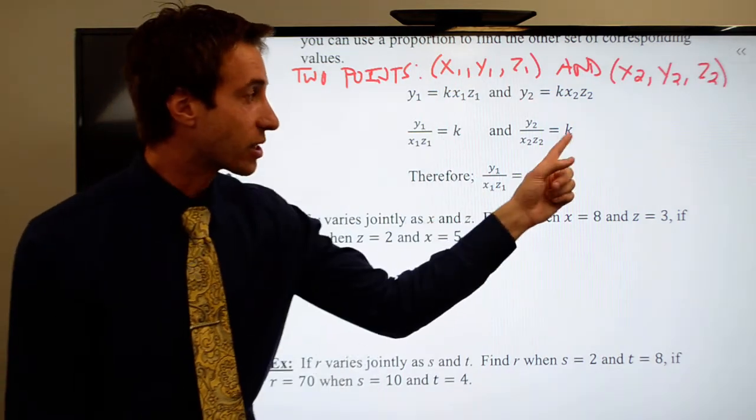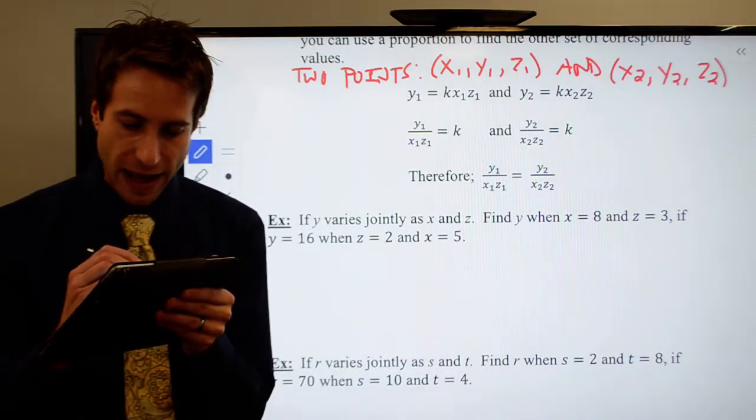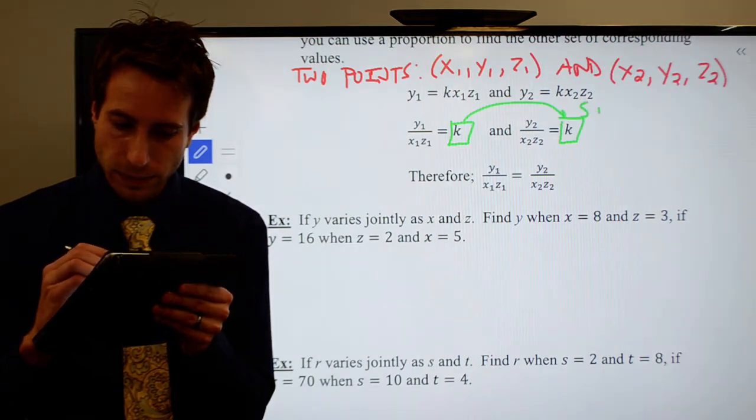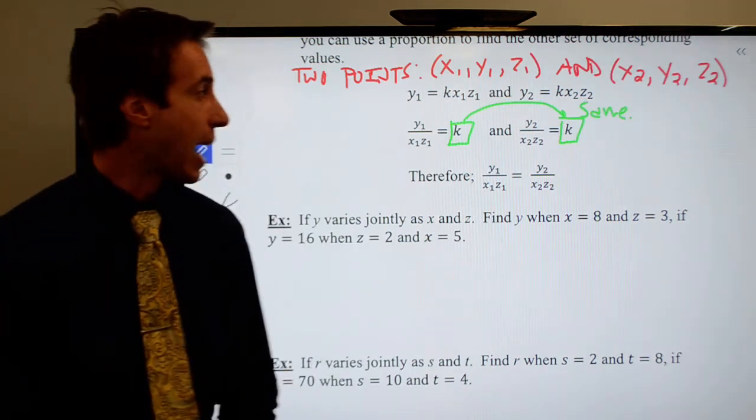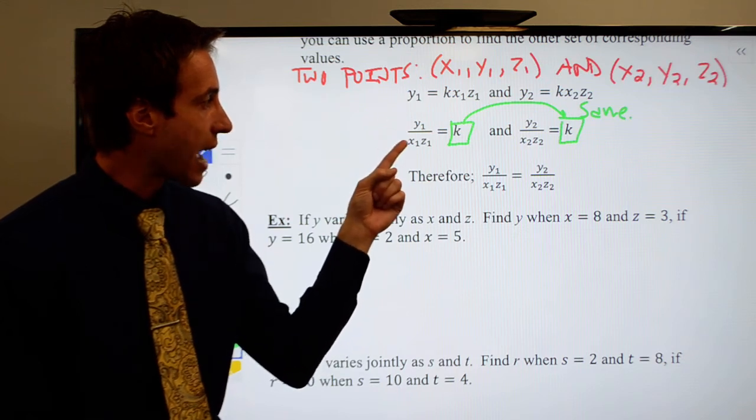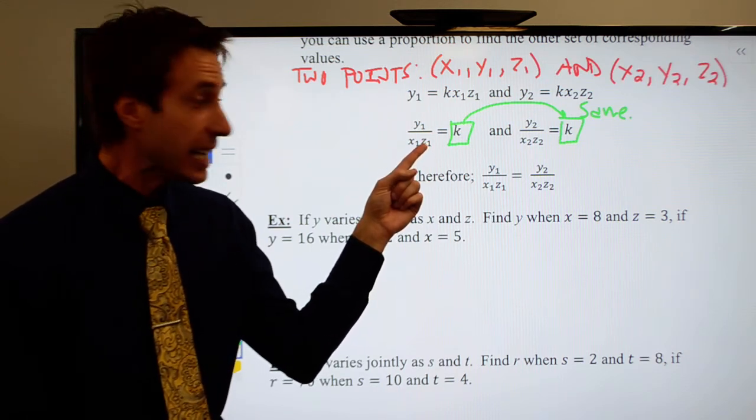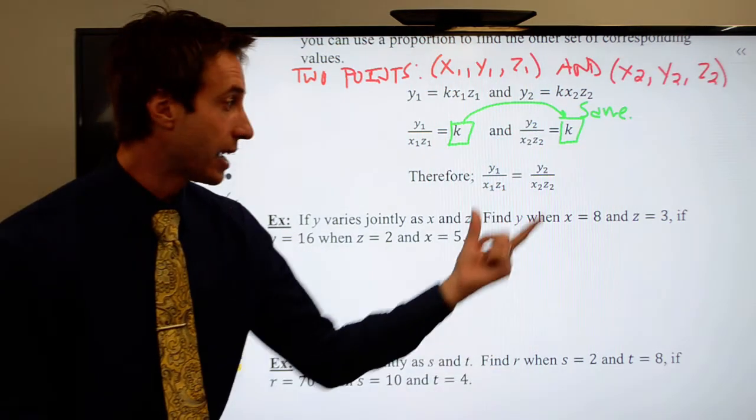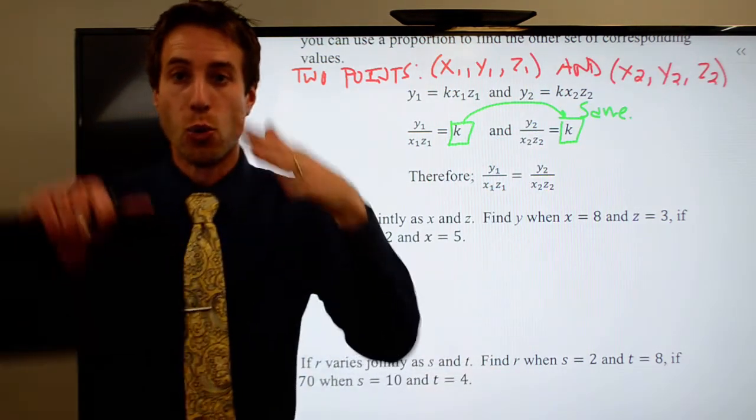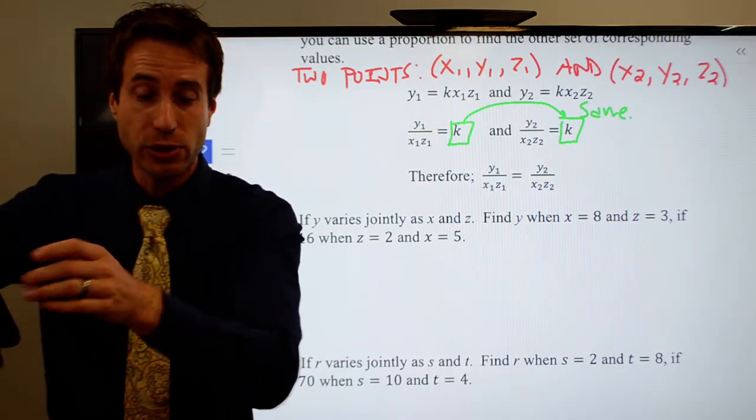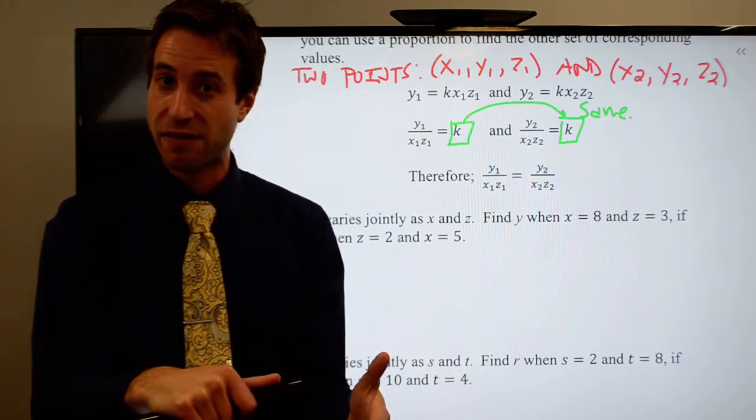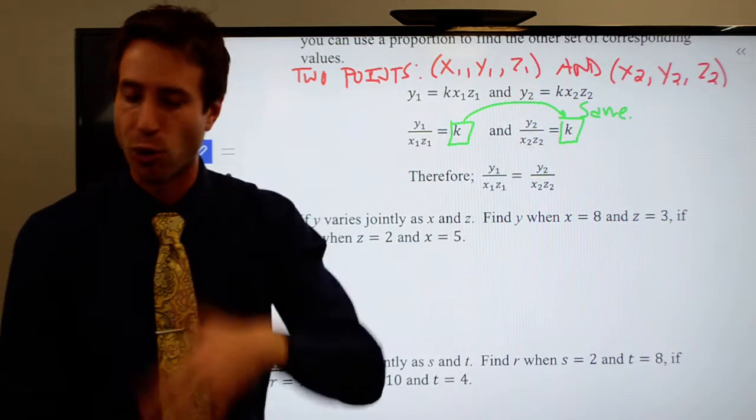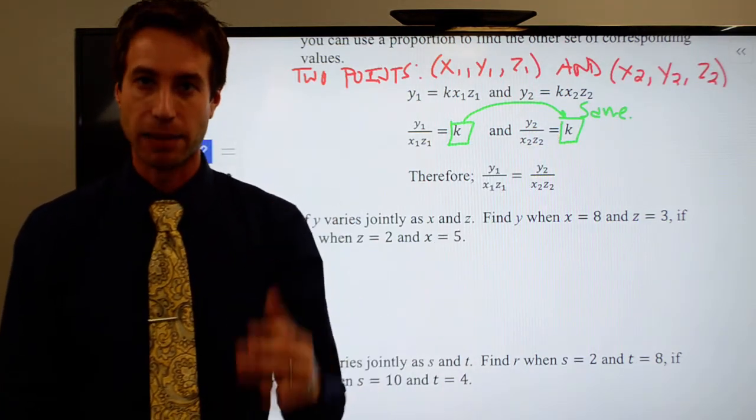So we solve those for k. Since these values are always the same, I can go ahead and set y1 over x1 times z1 equal to y2 over x2 times z2, right? This joint variation equation where I have an initial set of values set equal to a final set of values, and I can do that because they're both going to be equal to k. They both have to be equal to this exact same constant.